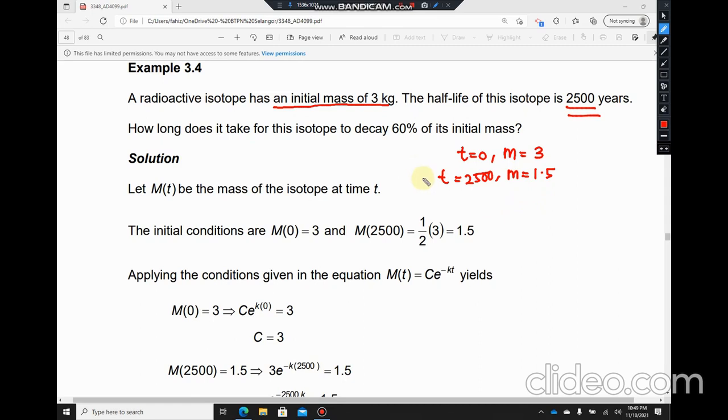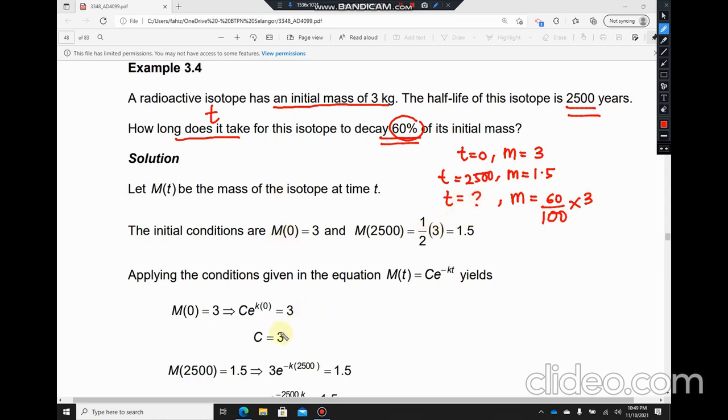So then last one, how long does it take for this isotope? Okay, how long ni maksudnya dia nak time. Berapa masa ni for this isotope to decay 60% of its initial mass. So dia tak mention nilai M. Cumanya yang ni dia kata 60% from its initial mass. So kita boleh kira kat sini lah 60% from initial 3. So nanti kita akan kira nilai T.